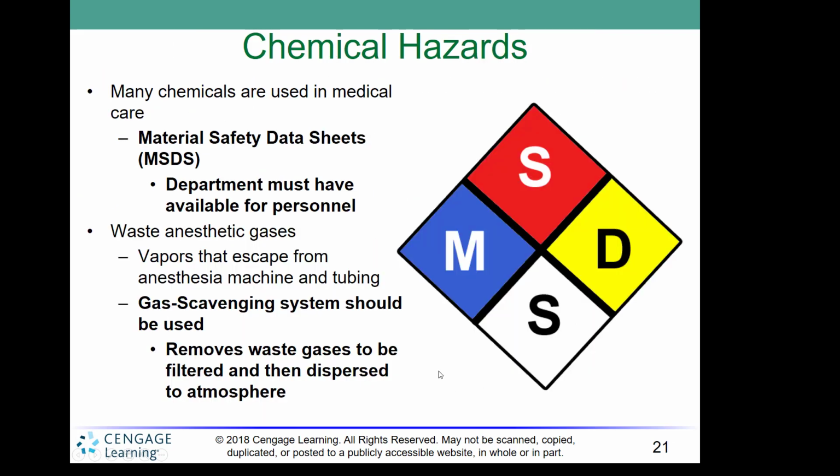Chemical hazards in the OR. Any material that you come across, actually any chemical material, has to be included in our material safety data sheets. This is the MSDS. Every department must have one, and it has to be available to personnel. So it may be online or it may be a book that's in the department, but it contains every chemical that is used within that department.